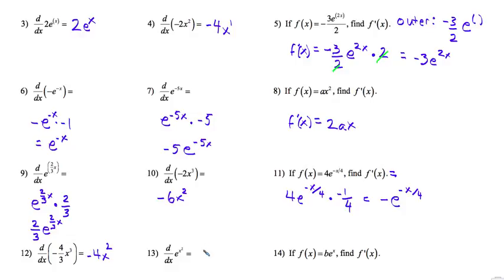All right, moving on to 13. What house are we in? We are in E house. So E house means I'm rewriting the equation, e to the power of x squared, and then I multiply by dinner. Dinner in this case is, x squared is inner, so dinner is 2x. So this is the same thing as, I'm just changing the order here, 2x e to the power of x squared.